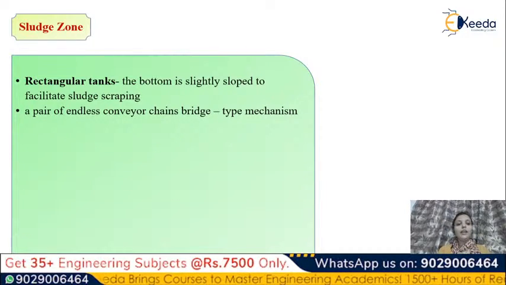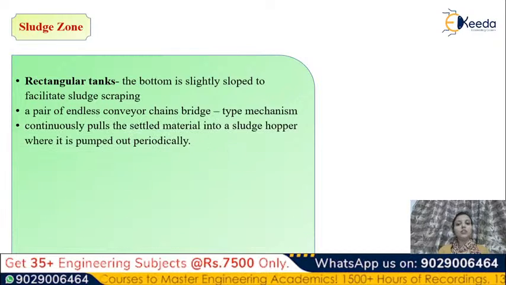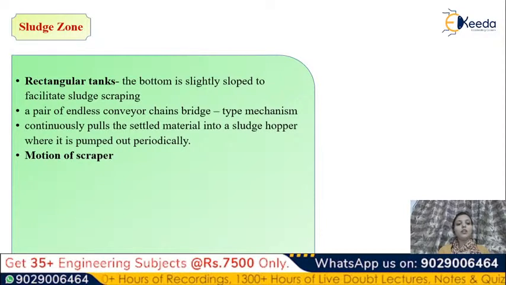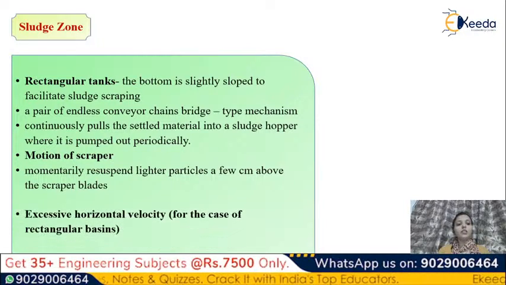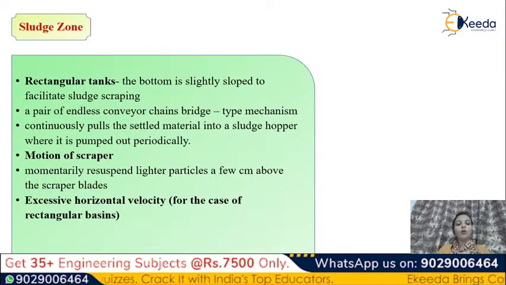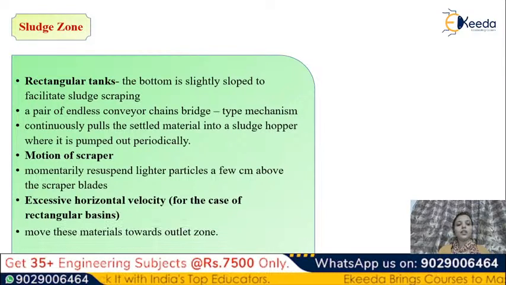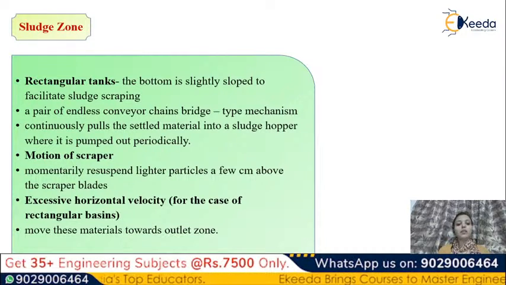A pair of endless conveyor chain, or bridge type mechanism, continuously pulls the settled material into the sludge hopper, where it is pumped out periodically. So its regular maintenance is important. And the motion of the scraper momentarily resuspends lighter particles a few centimeters above the scraper blades. An excessive horizontal velocity in the case of rectangular basins will move these materials towards the outlet zone.